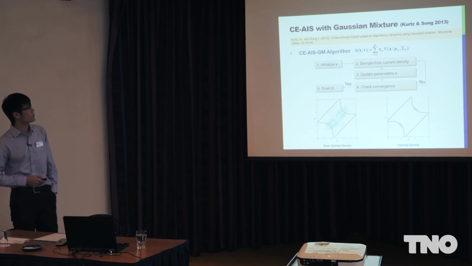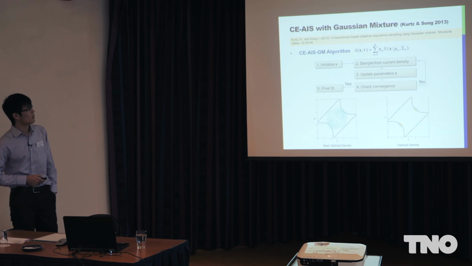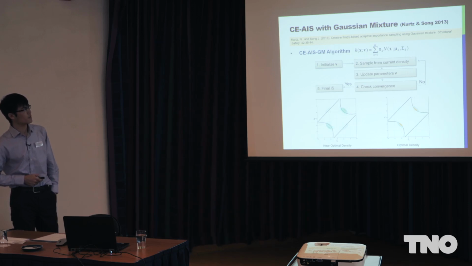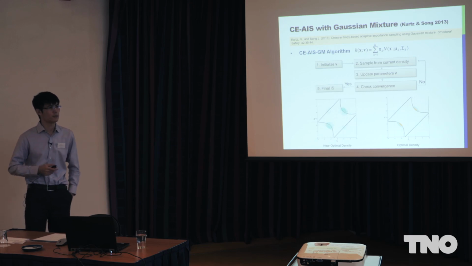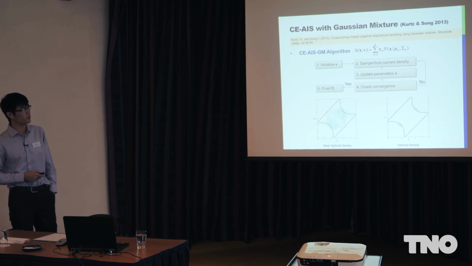And Professor Song developed this cross-entropy based method by using the Gaussian mixture model. And so the importance sampling density is the Gaussian mixture. And there are two stages of the method. The first stage will be a pre-sampling stage. In this stage, we find the optimal parameters for the Gaussian mixture model. And the second stage will be the final importance sampling. We use the optimized Gaussian mixture model to perform the final sampling.